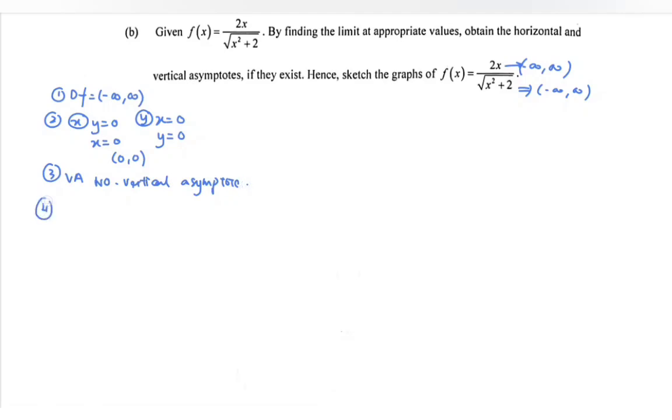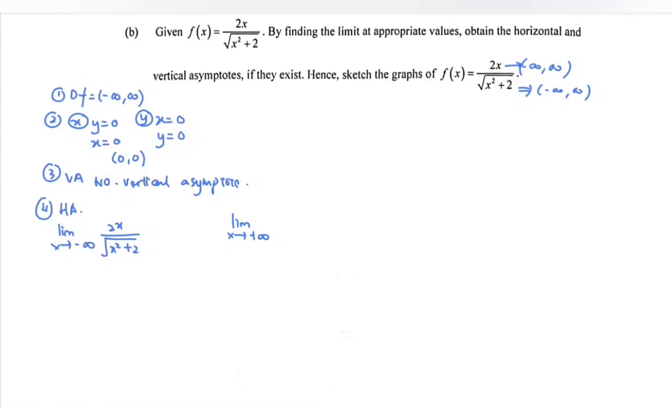Step number 4, we are going to focus on the horizontal asymptote. So the limit as x approaches negative infinity, and on the other side, the limit as x approaches positive infinity. Kindly substitute. Here we have 2x over the square root of x squared plus 2. If we substitute, we will have negative infinity over infinity, which is an indeterminate form.